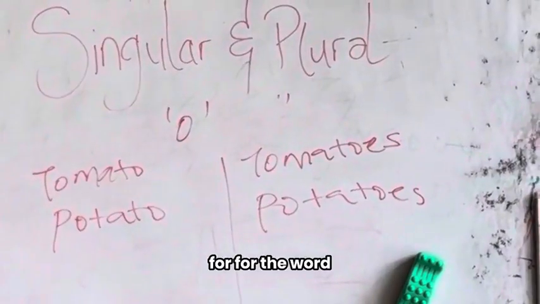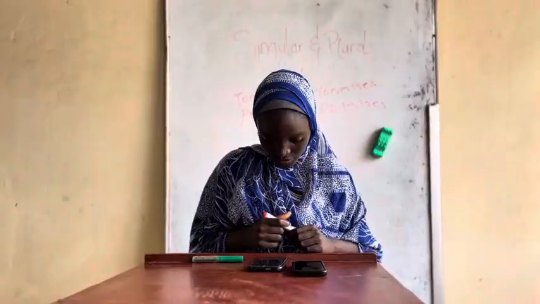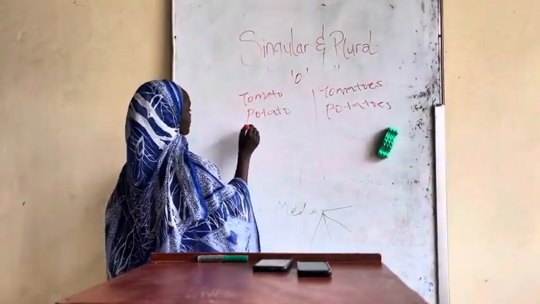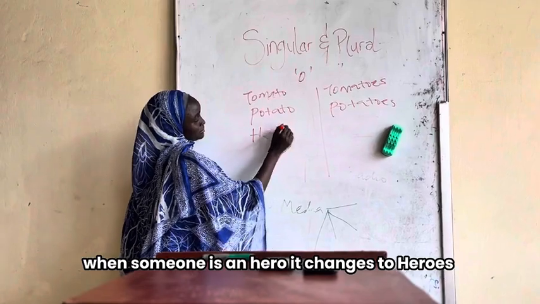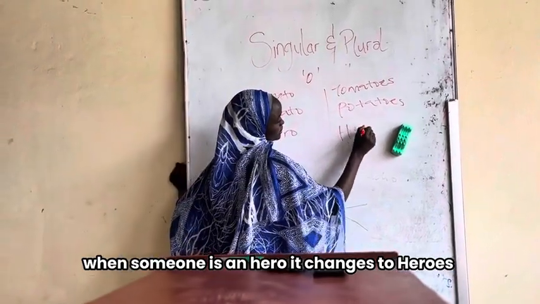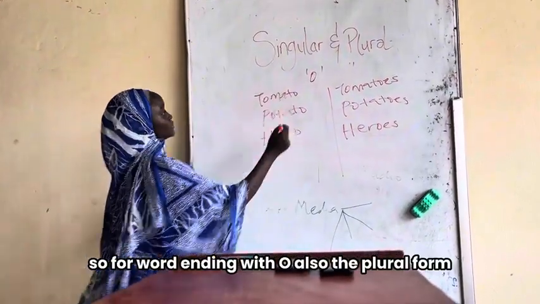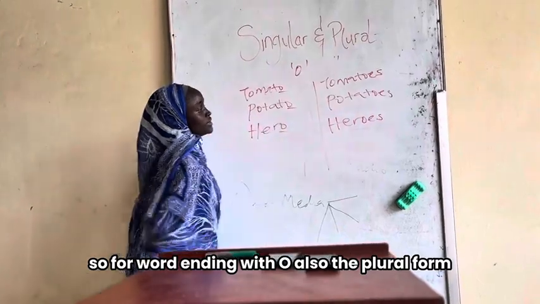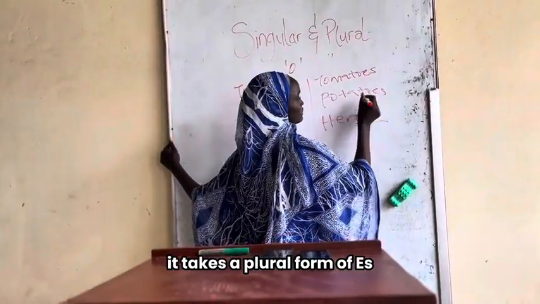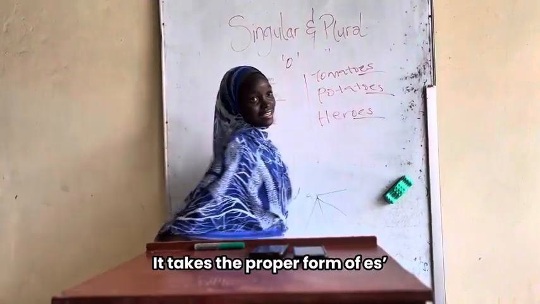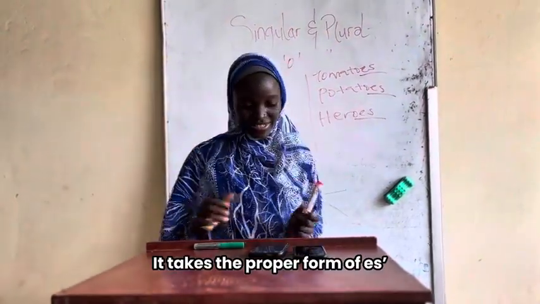For the word hero, when someone is a hero, it changes to heroes. So for words ending with o, also the plural form takes es.